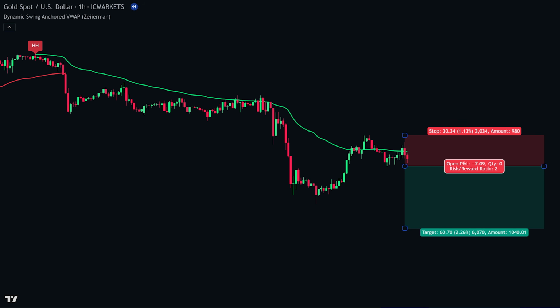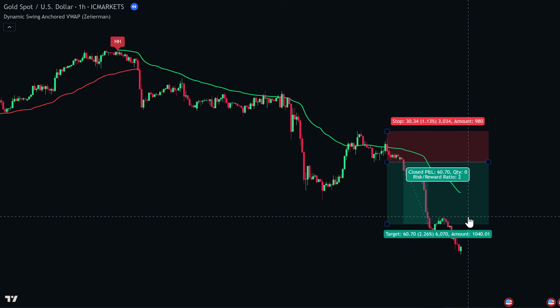It's straightforward trend following. By using VWAP as the filter, you avoid trading against momentum and keep yourself positioned on the stronger side of the market.